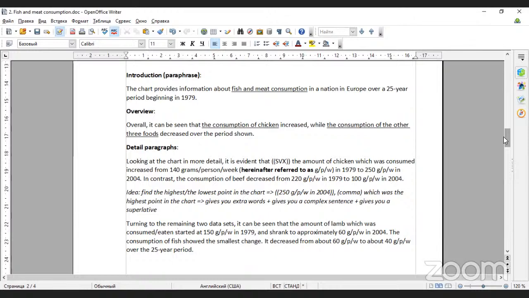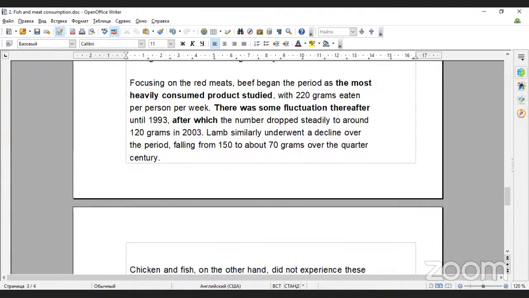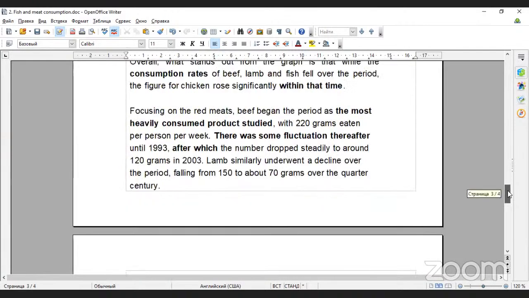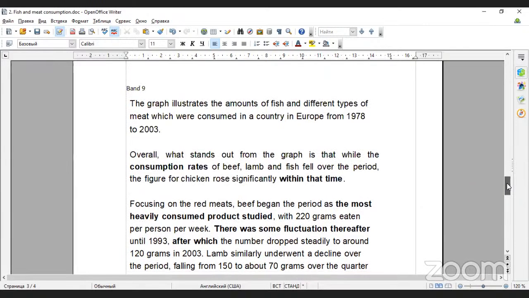All right. This is how you can approach this task, just one of the possible ways. I also want to show you another piece of writing by a native speaker that's higher level. And there it is. So the graph illustrates the amount of fish and different types of meat which were consumed in a country in Europe from 1978. Okay, yeah, that's right, 78 to 2003.